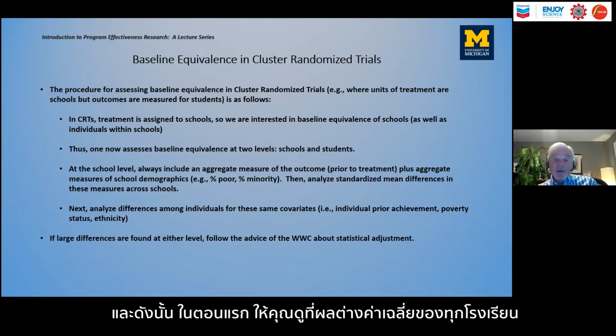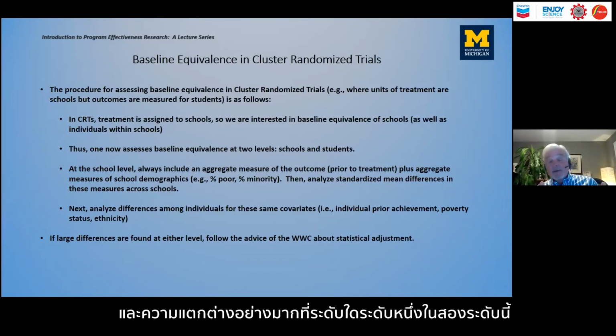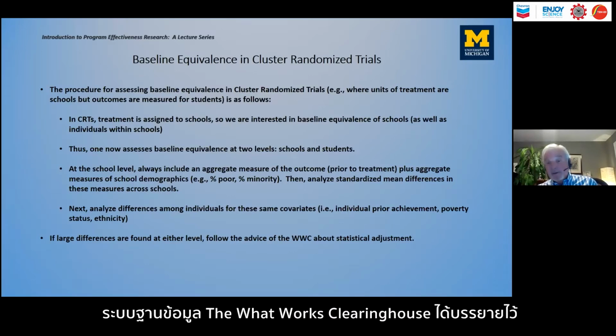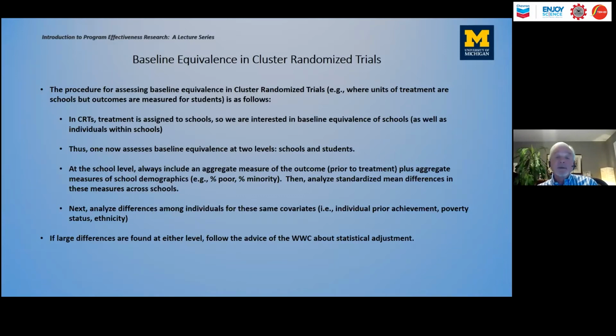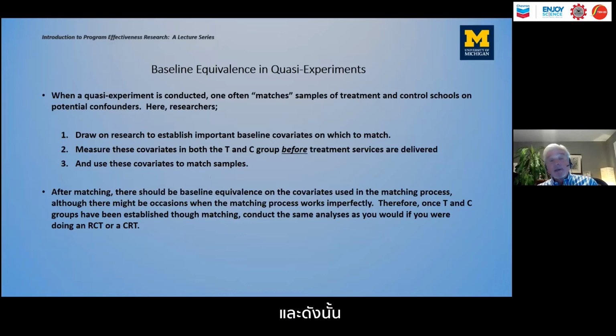And so first you look at those mean differences across schools, then you look at the covariates that operate at the individual level that might be affecting your outcomes, and you analyze the standardized mean differences there. And large differences at either of these two levels requires you to use the procedures that the What Works Clearinghouse has described. In quasi-experiments, you are often matching on these covariates in the first place. And so here the matching, as we discussed, is to find important baseline covariates to match on them.